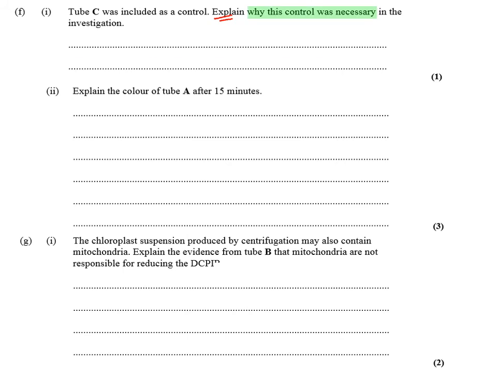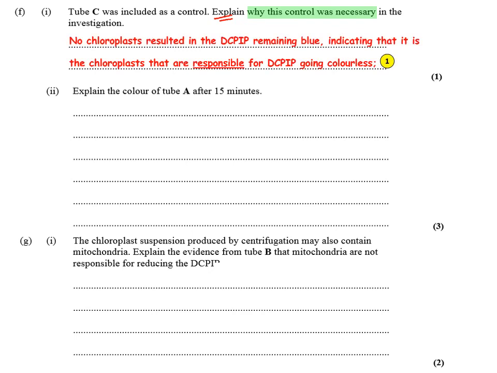Well, we know it's always necessary to have a control experiment. Now that's very different from a control variable. A control variable is a factor or factors that you keep the same from independent variable value to the next independent variable value. But here in the control experiment, we have no chloroplasts, and that means that the DCPIP will remain blue. And that tells us that it's the chloroplasts that are responsible for the DCPIP becoming colourless, because if there's no chloroplasts, then DCPIP cannot be reduced and it remains a blue colour.